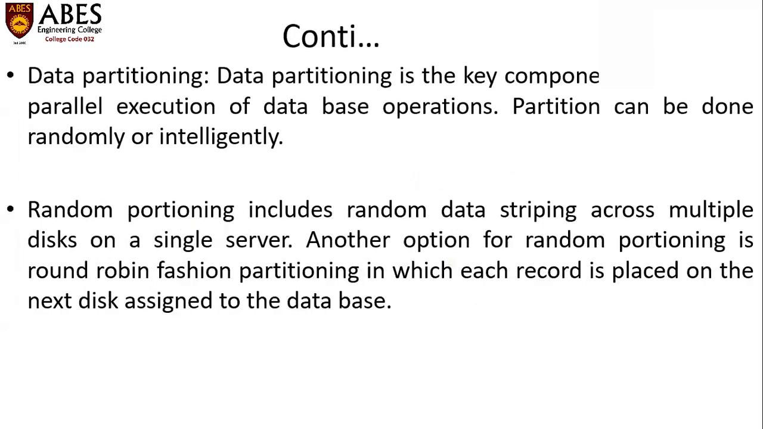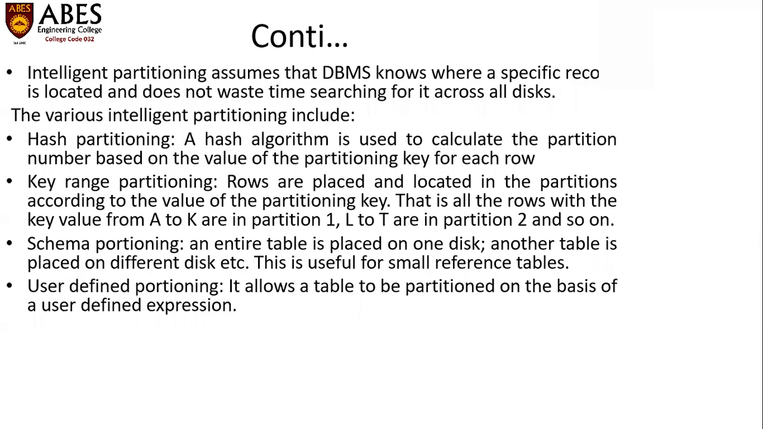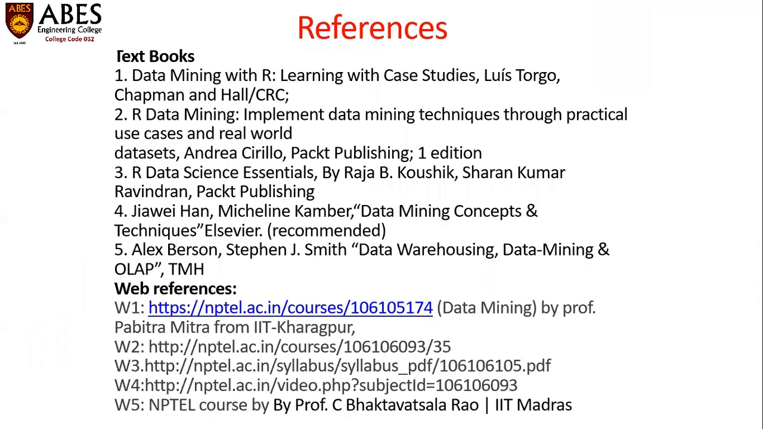Data partitioning is done, and it is a key component in data warehouse operation. Partitioning can be done randomly or intelligently. Random partitioning includes random data striping, and in intelligent partitioning we apply the database partitioning in a specific manner, with a specific algorithm. It may be hash partitioning, key range partitioning, schema partitioning or user defined partitioning.